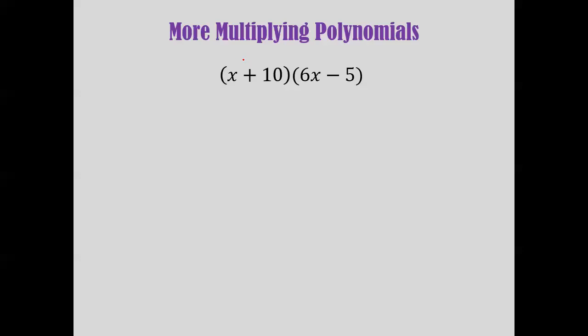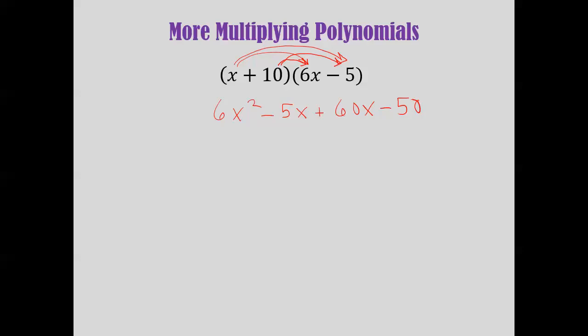So I'm going to start with the x, and I'm going to say x times 6x gives me 6x squared, and x times negative 5 gives me negative 5x. But now we also have a 10 in that first polynomial, so we have to multiply that times everything in the second polynomial as well. So I need to do 10 times 6x gives me positive 60x, and then I need to do 10 times negative 5, that gives me negative 50.